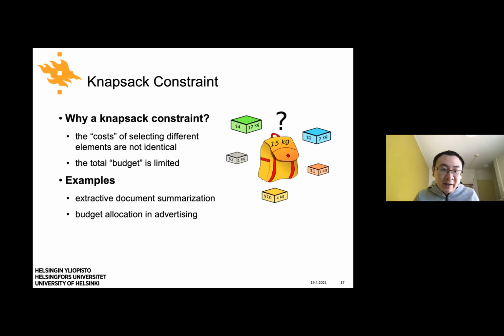Another example is budget allocation in advertising. Here, we try to find a set of advertisers on a social platform for advertising. If we want to select an advertiser with more followers, the cost must be higher. And if we want to select an advertiser with fewer followers, the cost will be smaller, and we limit the total budget. So these are the considerations for using the knapsack constraint.